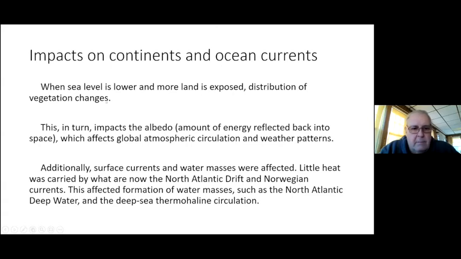So the distribution of vegetation changes. We can also use that kind of evidence. And when vegetation is different, this has an impact on the albedo, the amount of energy reflected back into space, which will affect global atmospheric circulation and weather patterns. And the surface currents are changed. So the North Atlantic Drift and Norwegian currents, which bring warm weather to Western Europe, are altered. And changes in currents can also affect the water masses, such as North Atlantic deep water, deep sea thermohaline circulation.